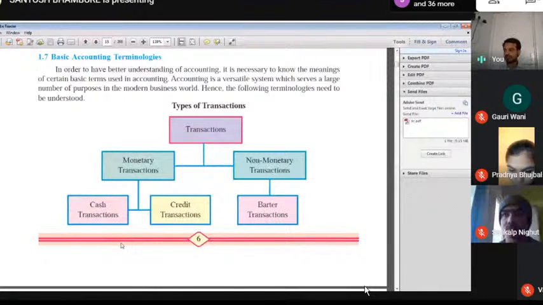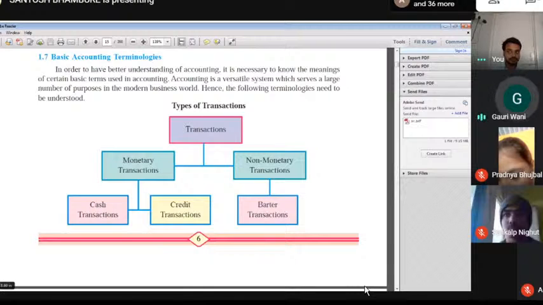So what is the meaning of non-monetary transaction? Anyone? Any idea? Cash is not involved in a non-monetary transaction. Just I'm going to ask you one question, Gauri. If you purchase furniture on your reputation, on your goodwill, and you say to that shopkeeper, I will pay you money after 6 months, is this a cash transaction, is this a monetary transaction or not?